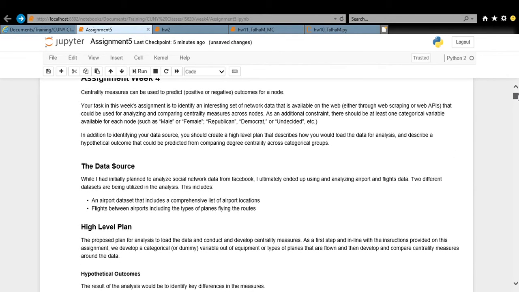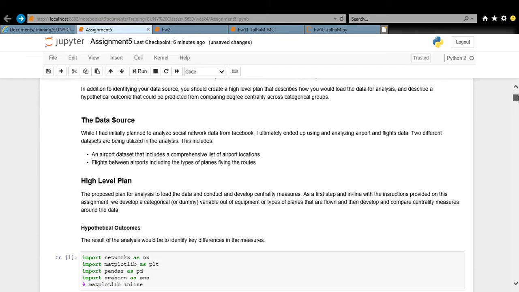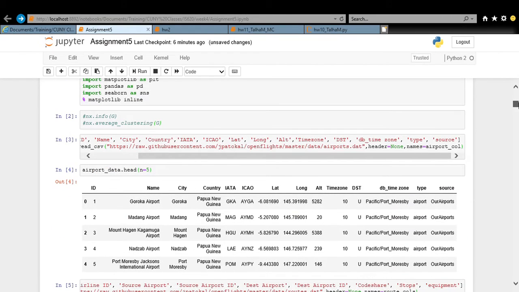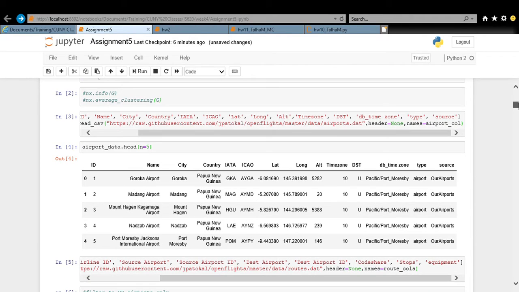I basically look at the types of planes that are flying there and identify the characteristics between the planes and try to see if there are differences between planes that are flying to particular airports relative to other airports. I start off with loading the libraries and uploading the data.